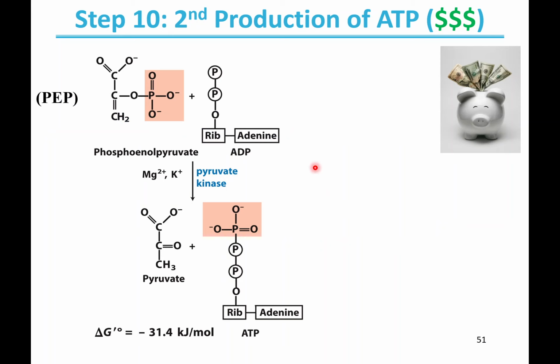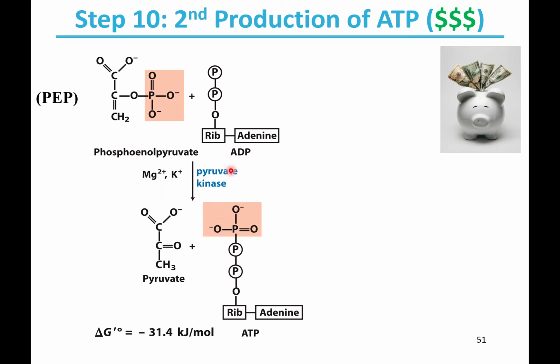The final step of glycolysis, step 10, is our second production of ATP, and it's actually the third energy-producing step. We have phosphoenol pyruvate plus ADP going to pyruvate and ATP. So we're transferring that phosphate group from PEP to ADP to make an ATP. And this reaction is catalyzed by the enzyme pyruvate kinase.